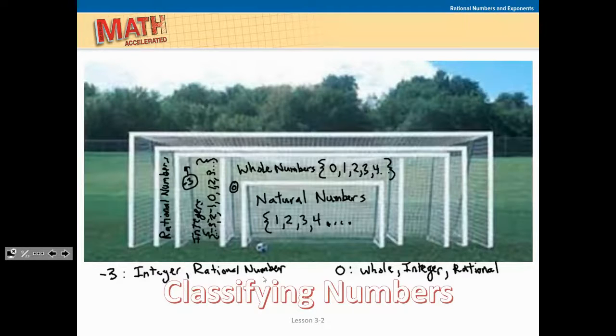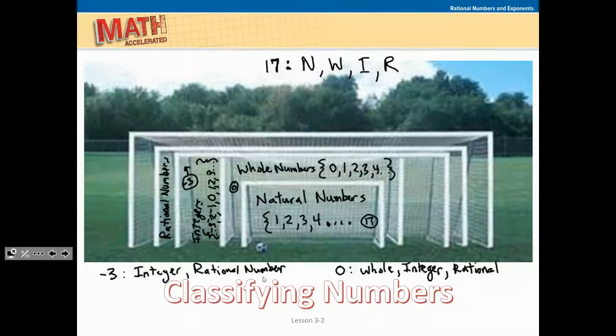if I had a ball that had the number 17 on it. Which goal would that be scored in? And then because it was scored in that goal, which other goals would it be in, or which other classifications would it have? The ball with a 17 on it would go in natural. So it's natural, and therefore it's also whole, it's also an integer, and it's also a rational number.